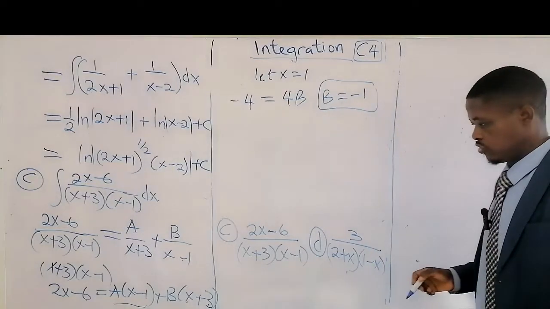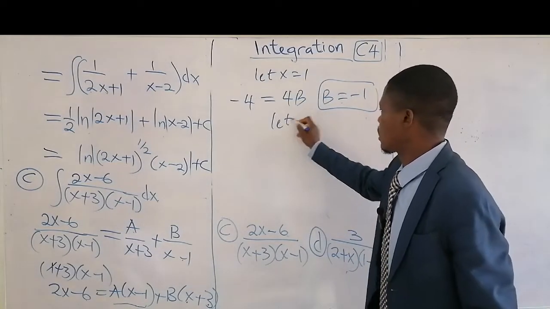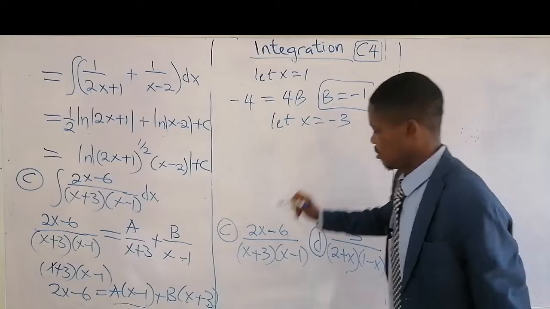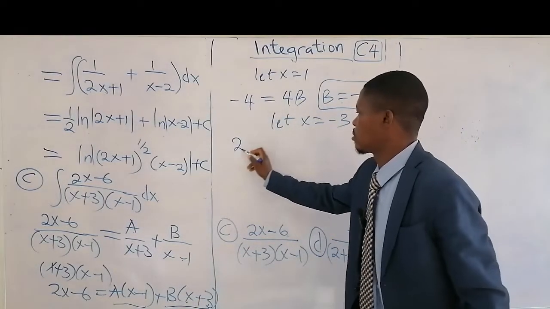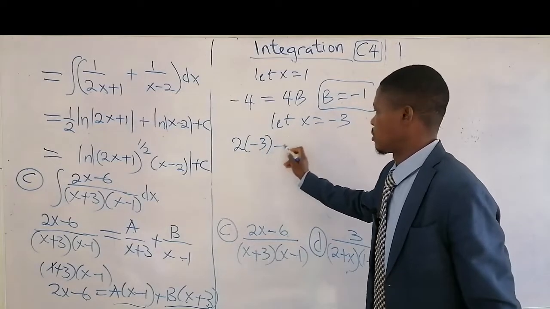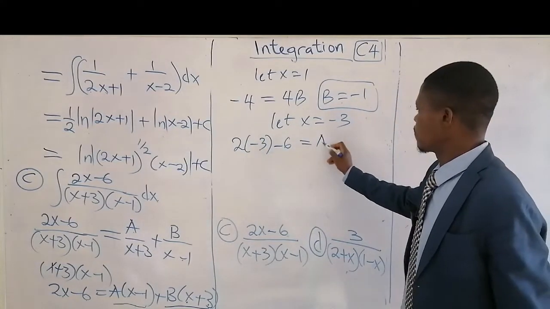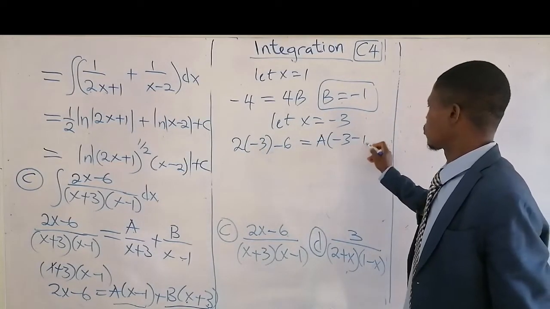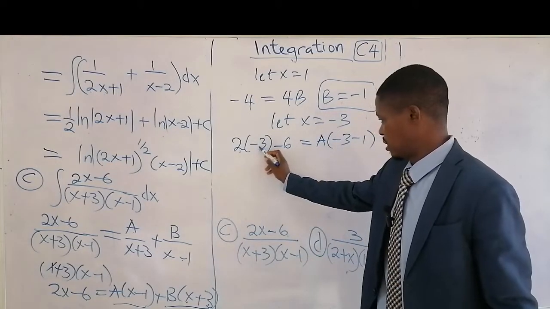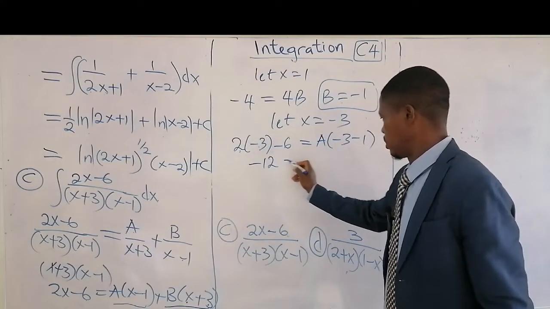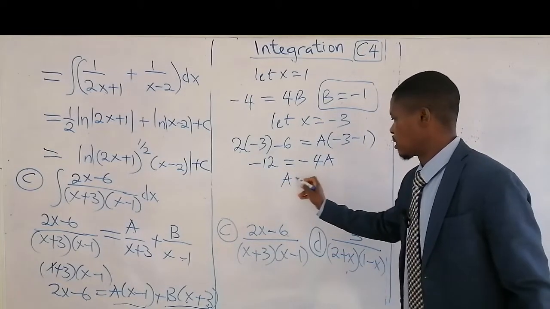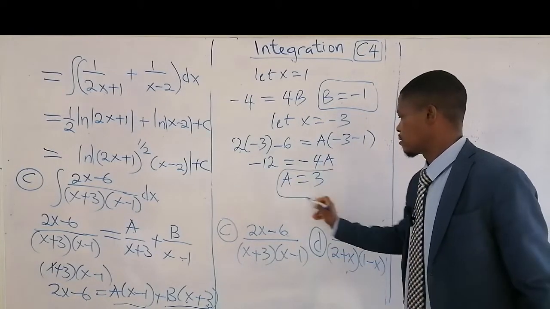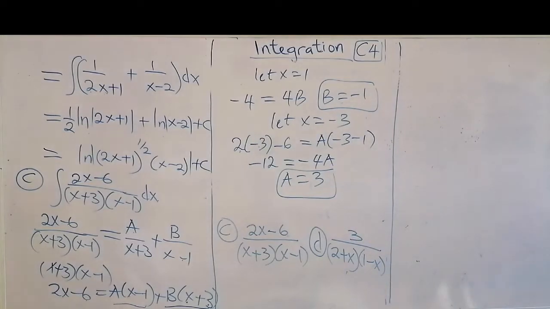Another substitution we can do is to let x be equal to minus 3, so that this expression can cancel here. So we have 2 times minus 3 minus 6 equal to a times minus 3 minus 1. 2 times this, that's minus 6, that's minus 12, equal to minus 4a. So a is 3. So we've gotten a and b now.